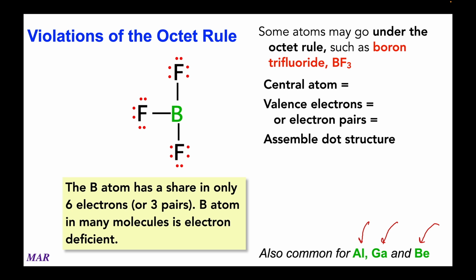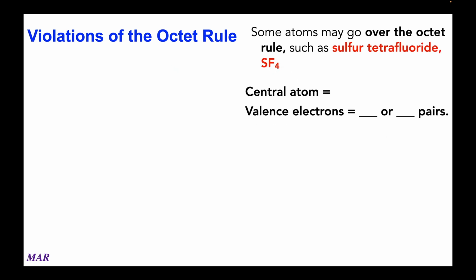Now notice that carbon, nitrogen, oxygen are not on this list. They will never have less than 4 pairs, all right, and that's important. But boron, beryllium, aluminum, gallium, they can go under the octet and be okay. Some atoms are able to go over the octet rule. One example of this is sulfur tetrafluoride. Let's build the Lewis structure.